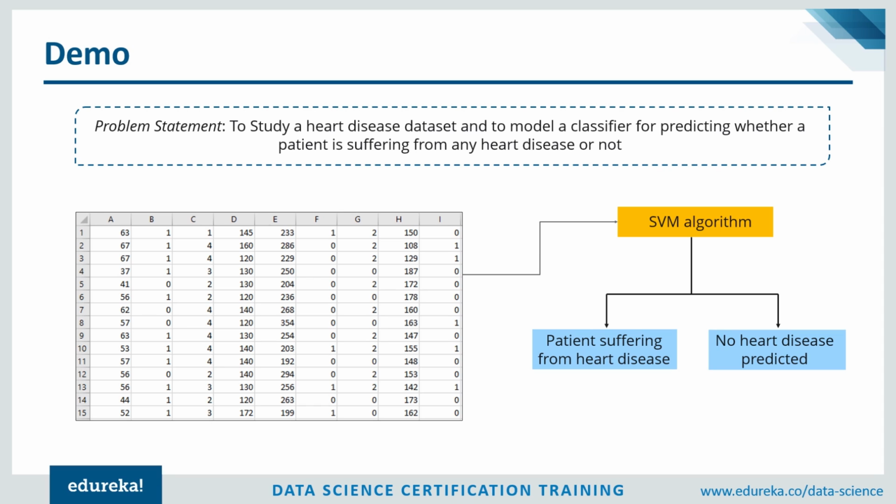So we're creating two classes over here. One class consists of patients suffering from heart disease, and the other class is the lucky one, which is not suffering from any sort of heart disease. So let's move on and look at today's demo.